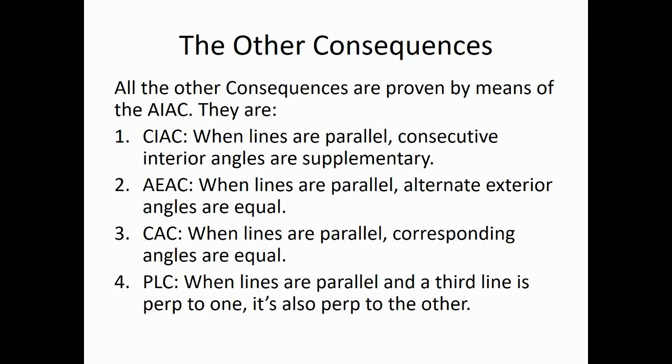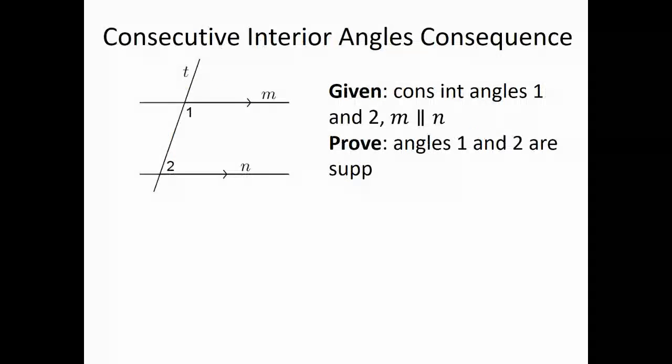You can do that yourself. And let us consider the proof of one of these consequences, the consecutive interior angles consequence. What we're given is this: we have consecutive interior angles 1 and 2. And in this case, we are also given that the lines are parallel. That is, M is parallel to N. And we wish to prove that angles 1 and 2 are supplementary.